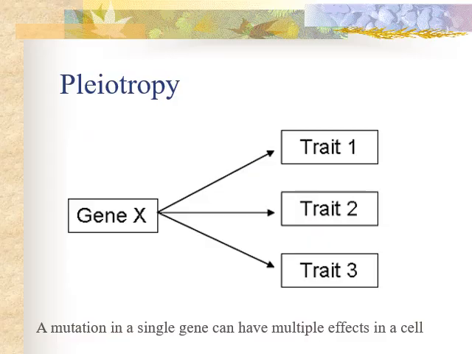One of them is pleiotropy. Pleiotropy is where a mutation in a single gene can have multiple effects throughout the cell. So one gene, multiple effects.